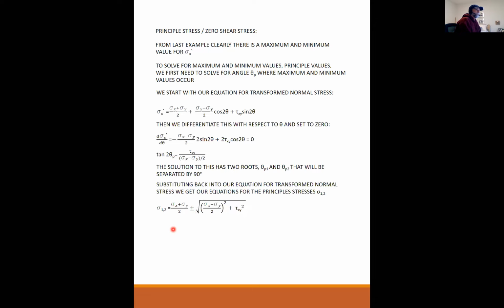At each principal angle, theta P1, theta P2, your shear stress will equal exactly 0, as I mentioned. Okay, so solving, this was example 2. If we solve for our principal angles, theta P1, theta P2, I'm using all the same values. This is a continuation of example 2.